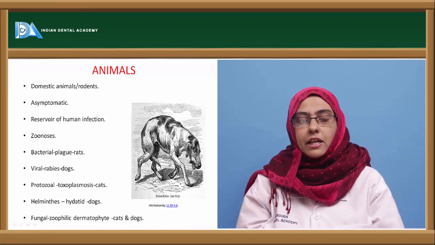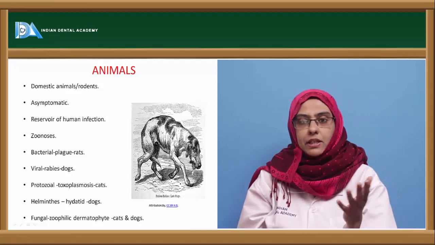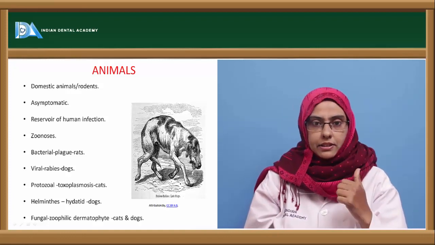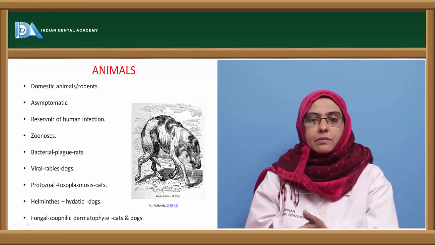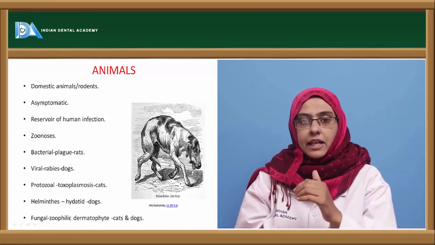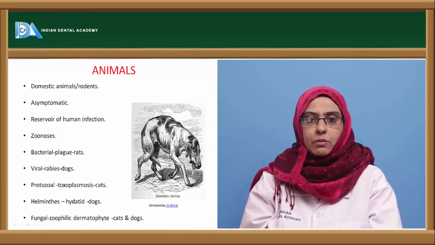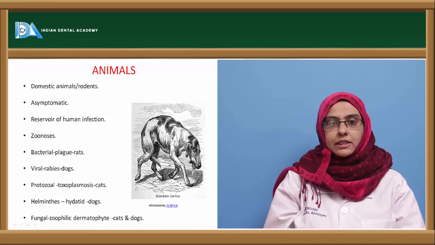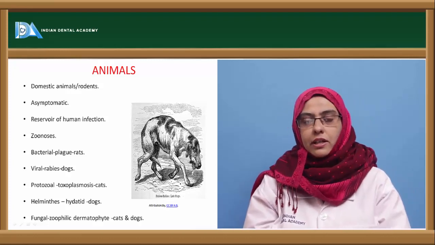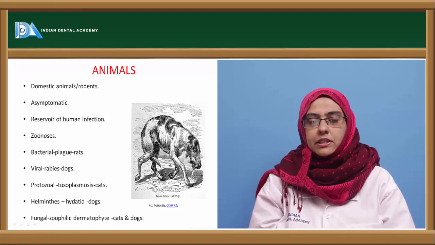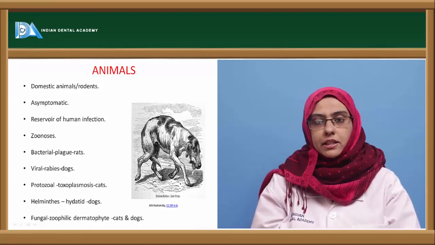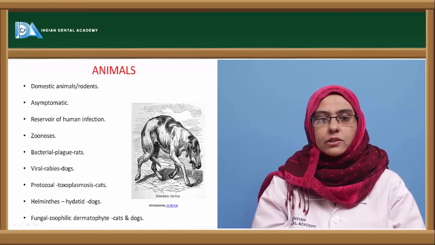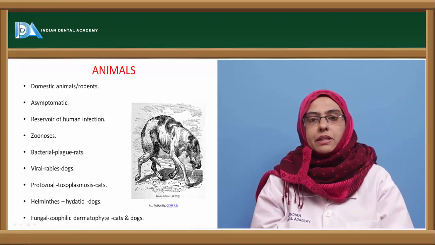Bacterial infections such as plague are usually transmitted from rats to humans, and rabies, a viral disease, is transmitted by dog bite. When the dog bites and injects the organism subcutaneously into the human body, this can lead to rabies in humans. Next is the protozoal disease transmitted by cats, and the disease is toxoplasmosis. Helminths are transmitted by dogs, and the disease is hydatid disease. And finally the fungal disease, zoophilic dermatophyte, is transmitted by cats and dogs.